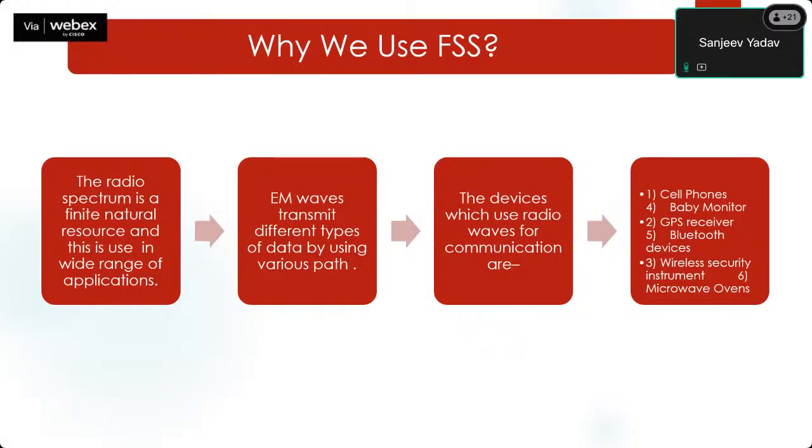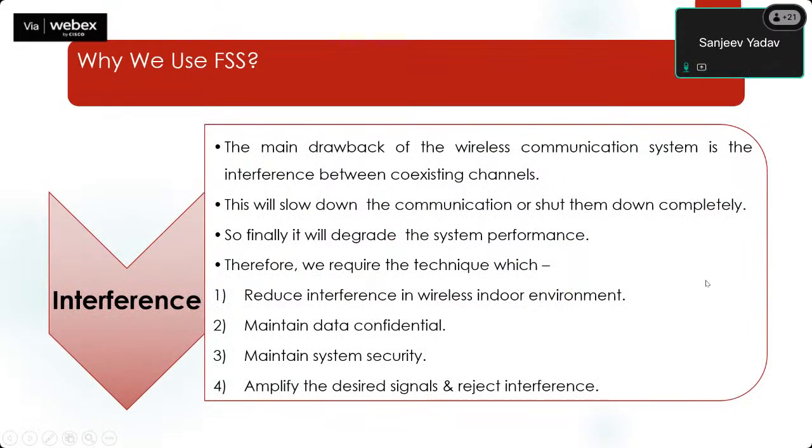Now the use of FSS is not only limited to antennas. They are used in a very wide range of applications. Electromagnetic waves transmit different types of data by using various paths. The devices use radio waves for communication. Those are cell phones, baby monitors, GPS receivers, Bluetooth devices, wireless security instruments, microwave ovens. So many places we are now using these.